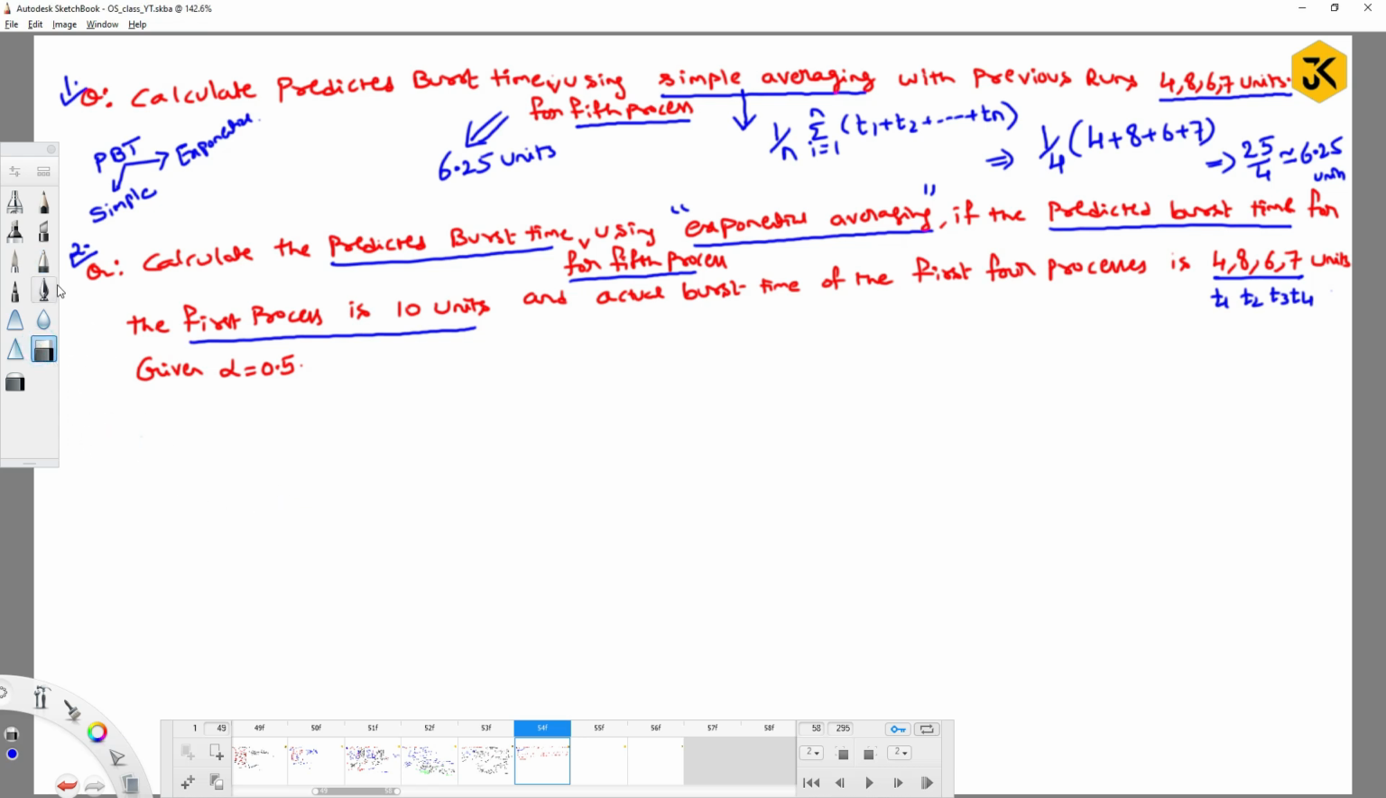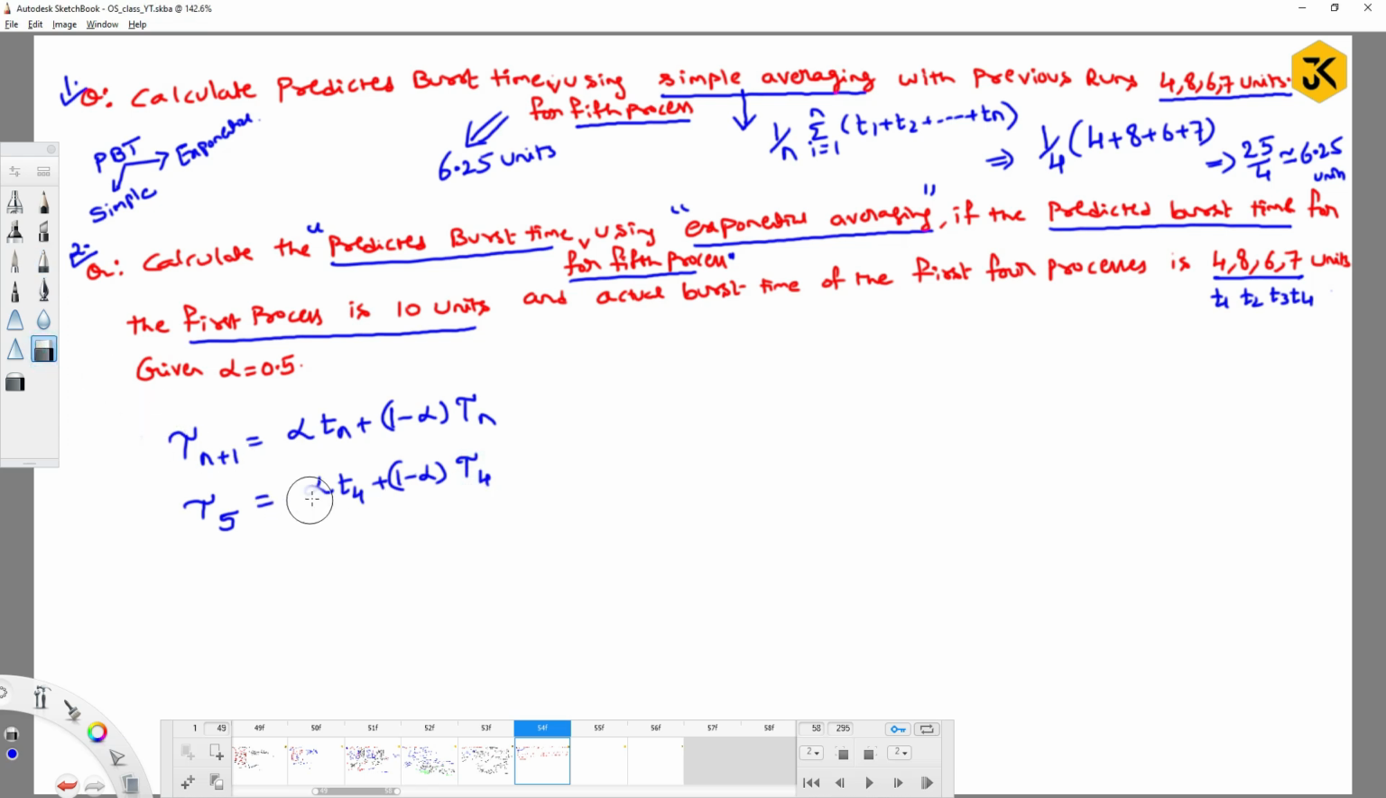So what is the formula for exponential averaging? I can say tau n plus 1 equals alpha into tn plus 1 minus alpha into tau n, where small tn is the actual burst time and tau n is the predicted burst time. What they are asking for is the predicted burst time for the fifth process, so we have to come up with tau 5. What is tau 5? Tau 5 is alpha t4 plus 1 minus alpha tau 4.